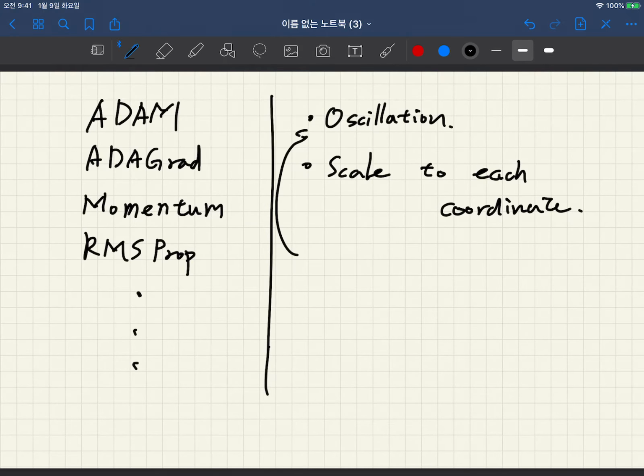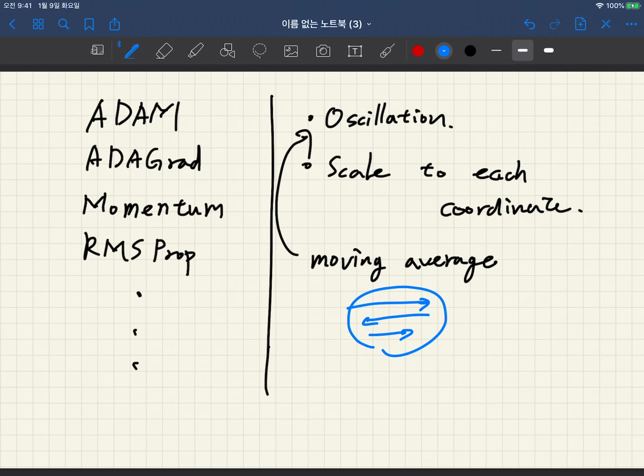How to prevent the oscillation? The main idea is a kind of moving average. Essentially, when there is some oscillation in the vertical or horizontal axis, and you take the average, the oscillation will cancel out, right?